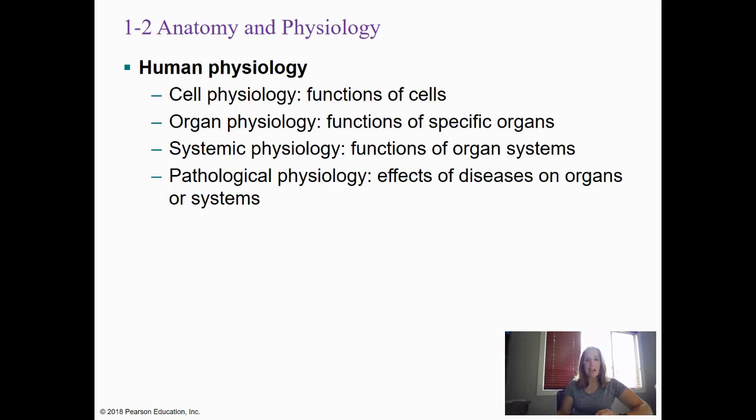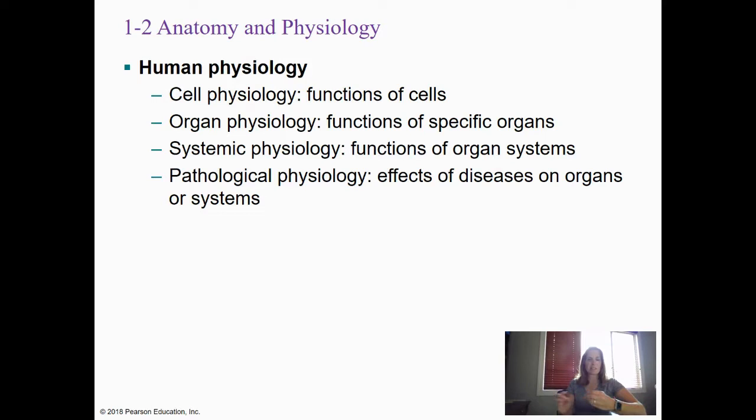Human physiology has different levels: cellular, organ, systemic, pathological. So looking at cells, how the cells function; organ, how the organs function; organ systems, how they function; and pathological, again, looking at the diseases by studying the tissues.